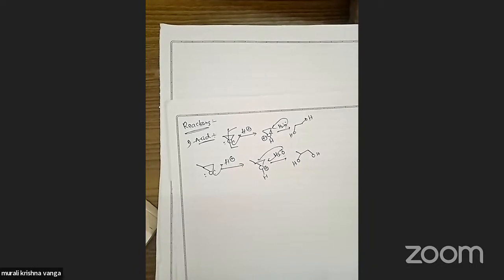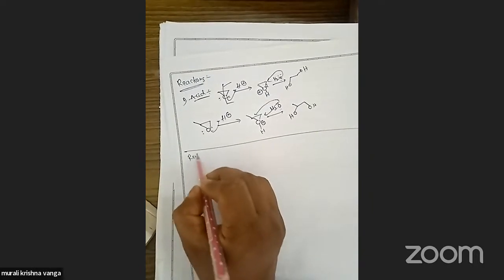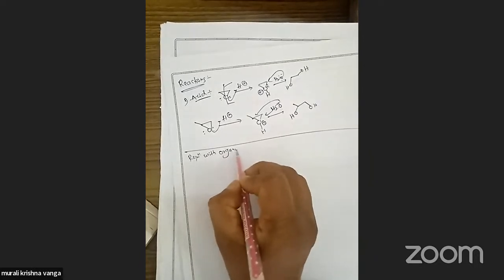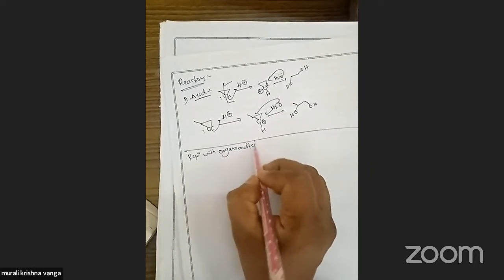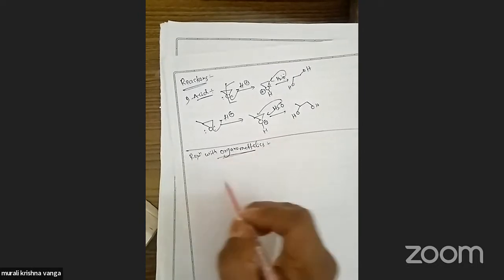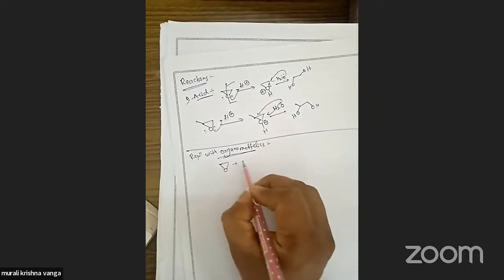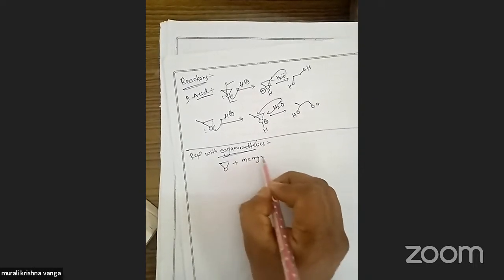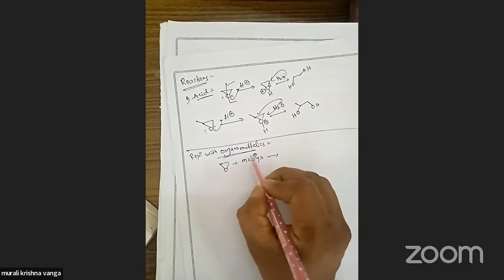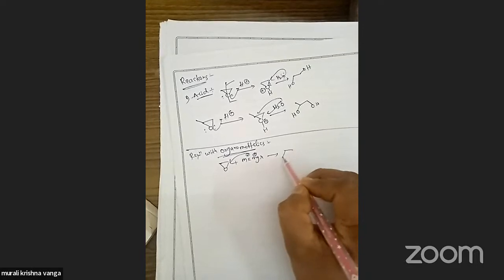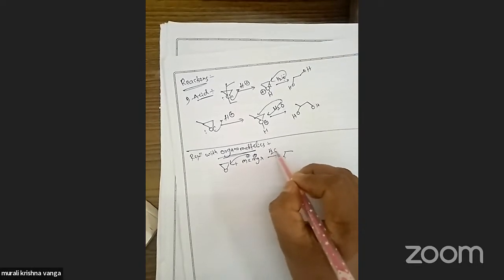reaction with organometallics. When the epoxide reacts with methyl magnesium halide, the negative charge on the methyl group opens the ring in the presence of water molecule. Methyl alcohol is the product.